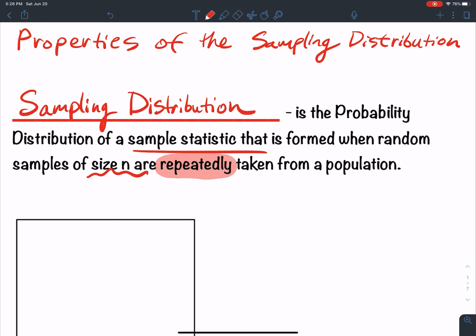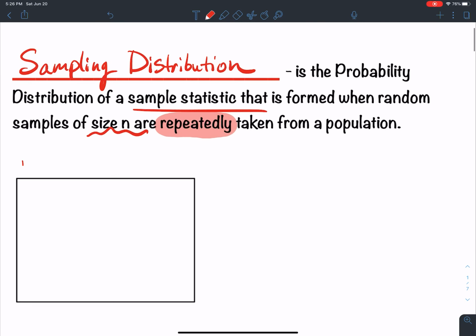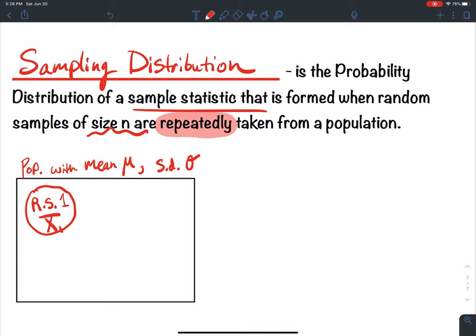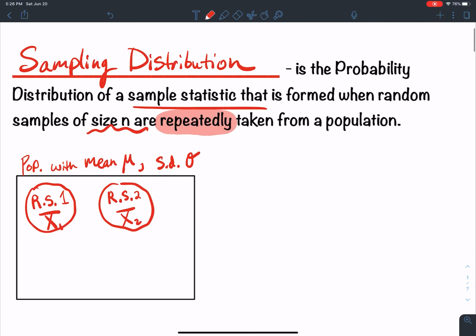So say we have some population with a mean of mu and a standard deviation of sigma, okay? So I'm going to do one random sample. The first random sample has a mean x bar 1. Now I'm going to pick another random sample 2 and it has a mean of x bar 2. And I go out and I pick the same amount again for another random sample. Random sample 3 has an x bar 3. And I continue this process on and on.